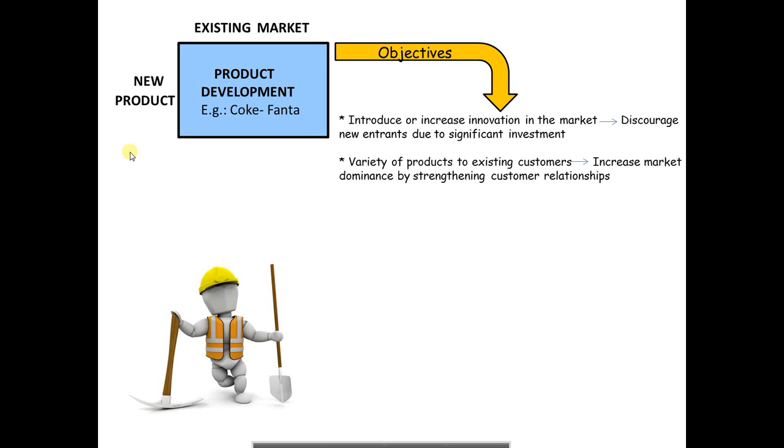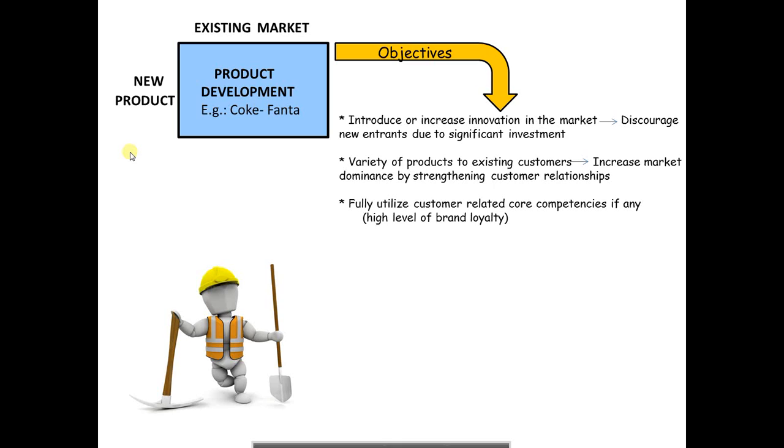The next objective is introducing a variety of products to existing customers, because let's be frank, we all like a little bit of choice once in a way, a little bit of variety or a little bit of spice in life. And so this could in turn increase market dominance, because customer relationships will be strengthened, because customers like variety. So product development could strengthen customer relationships.